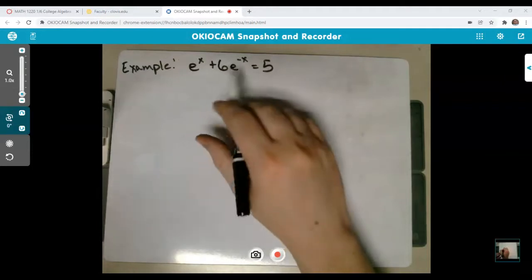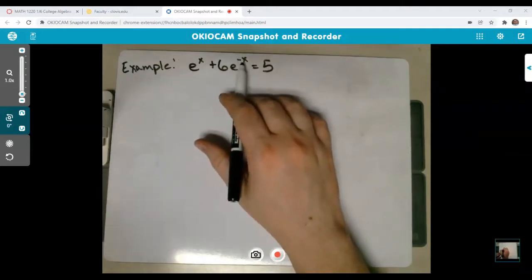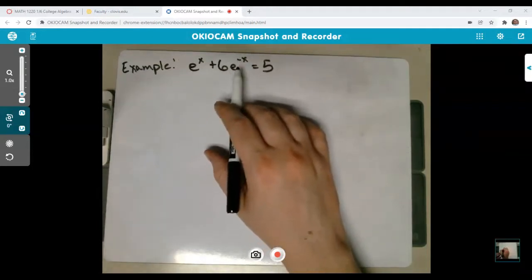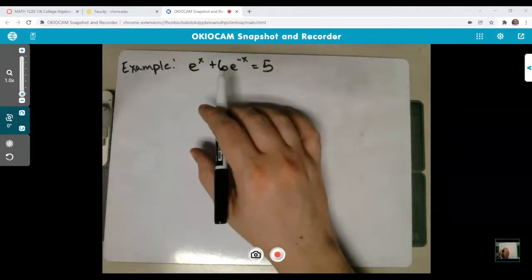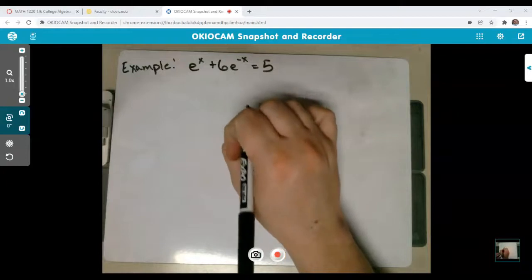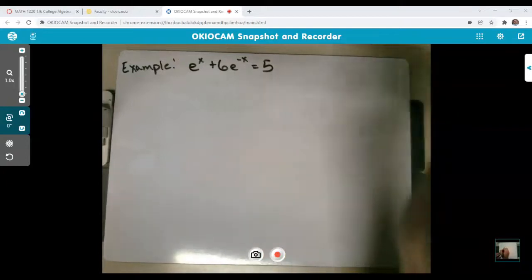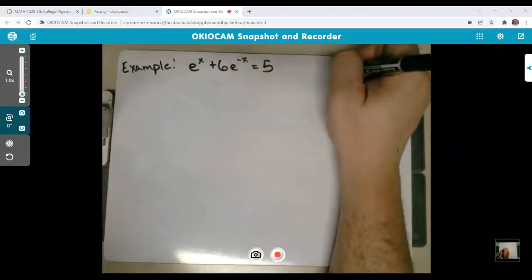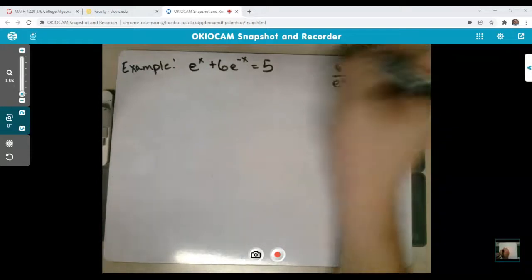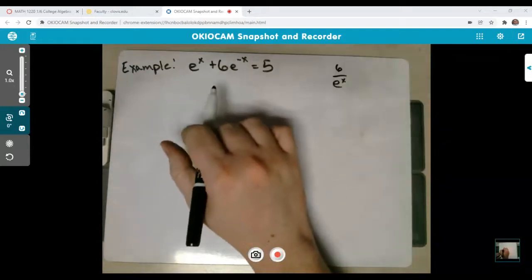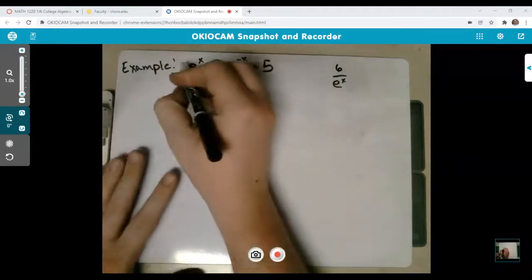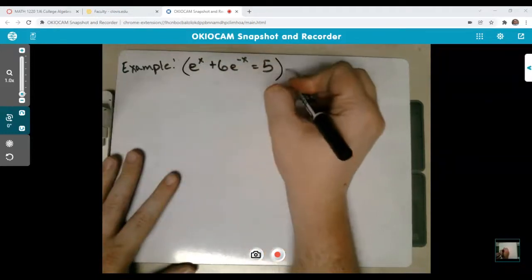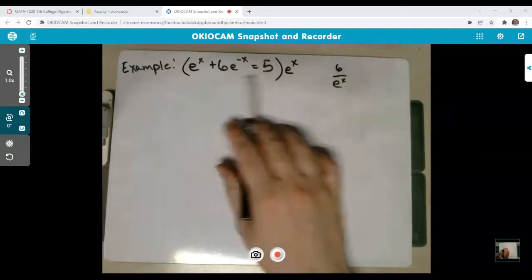First thing I can see, though, is that I have e to the negative x. We know from the rules of exponents that that's like saying 6 over e to the x, which would make this really hard. So we don't really like that a whole lot. So what I can actually do is multiply everything by e to the x so that I don't have to deal with this.